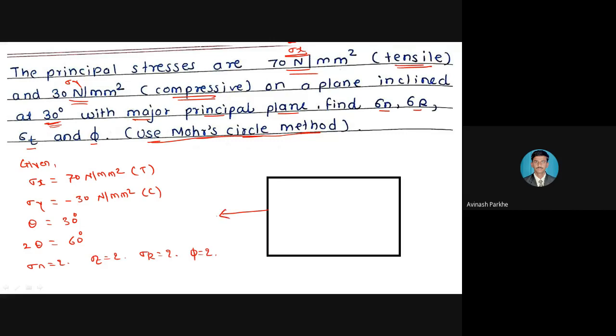So sigma x is 70 Newton per mm square. It is positive, or tensile. So 70 Newton per mm square. Sigma y is negative, so you have to change the arrow in the form of compression. 30 Newton per mm square, at the bottom side, 30 Newton per mm square.